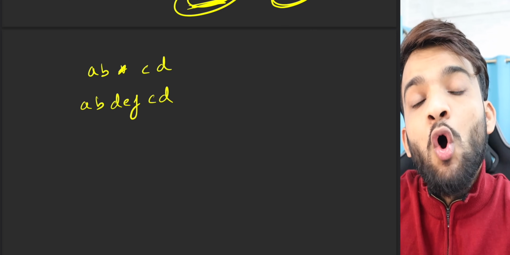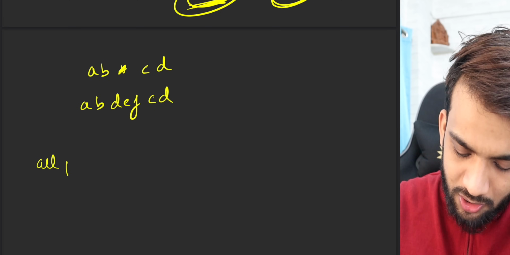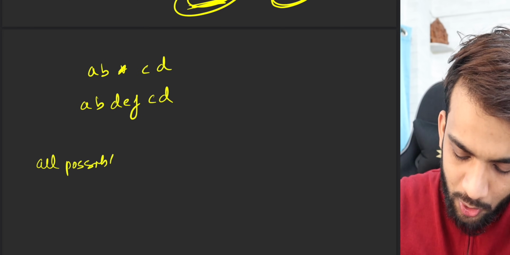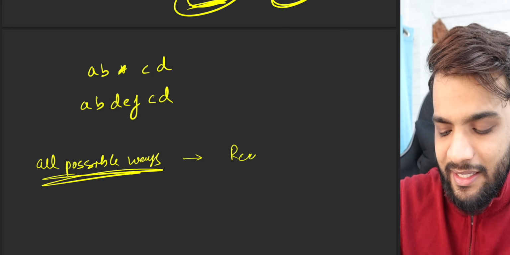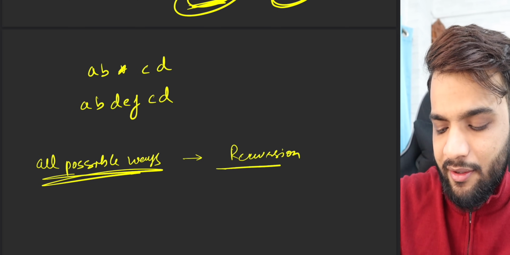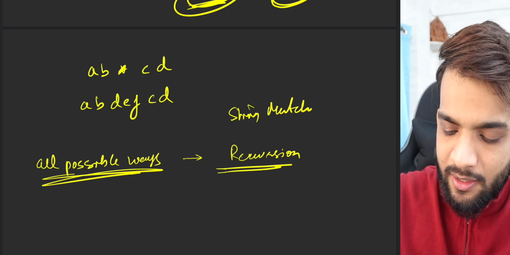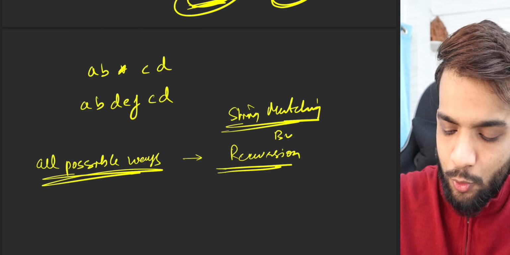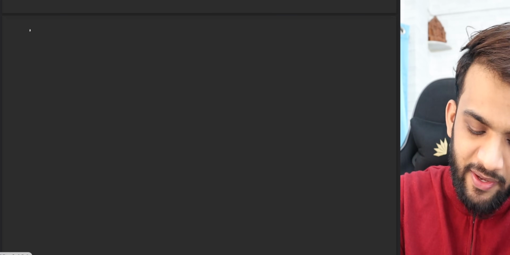You have to try all possible ways, and whenever a question comes across all possible ways, what comes to your brain? Definitely recursion. I will try recursion. String matching by recursion is what I will try. I will try out every possible portion. Perfect. So, rules to write the recursion. Come on, it's very simple now.